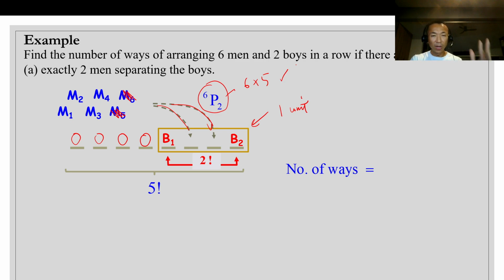So total number of ways, you use the multiplication principle, you get a 6P2. That's when you want to permute the 2 men inside between the 2 boys, 2 factorial to permute the 2 boys, and then 5 factorial because you have 5 units to be arranged.